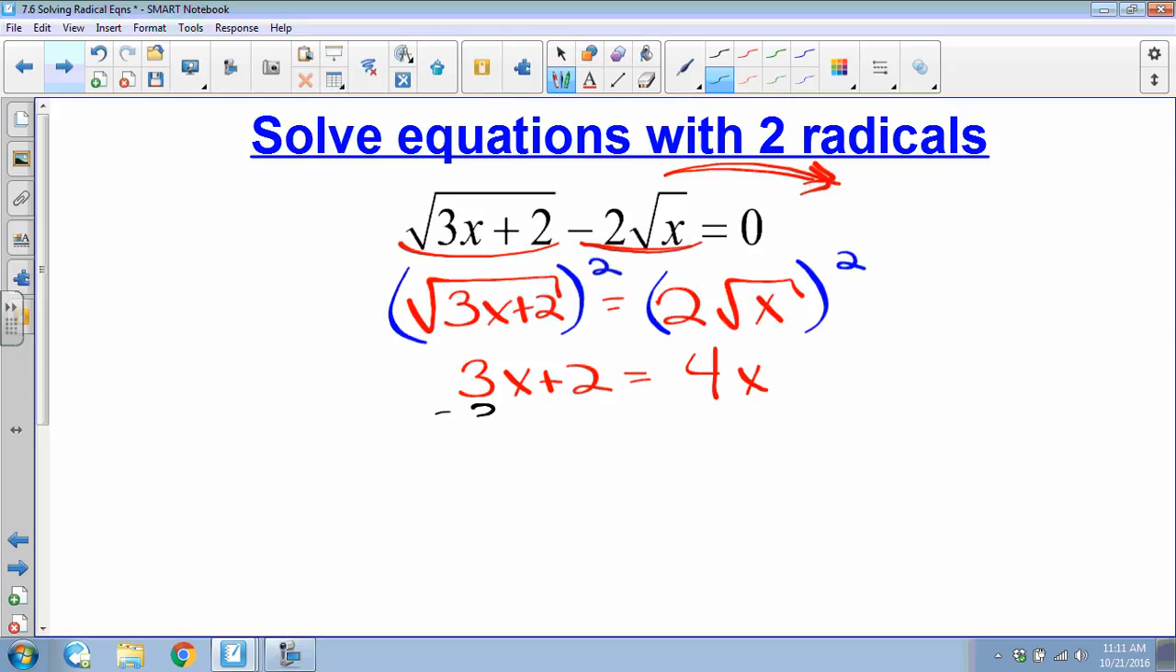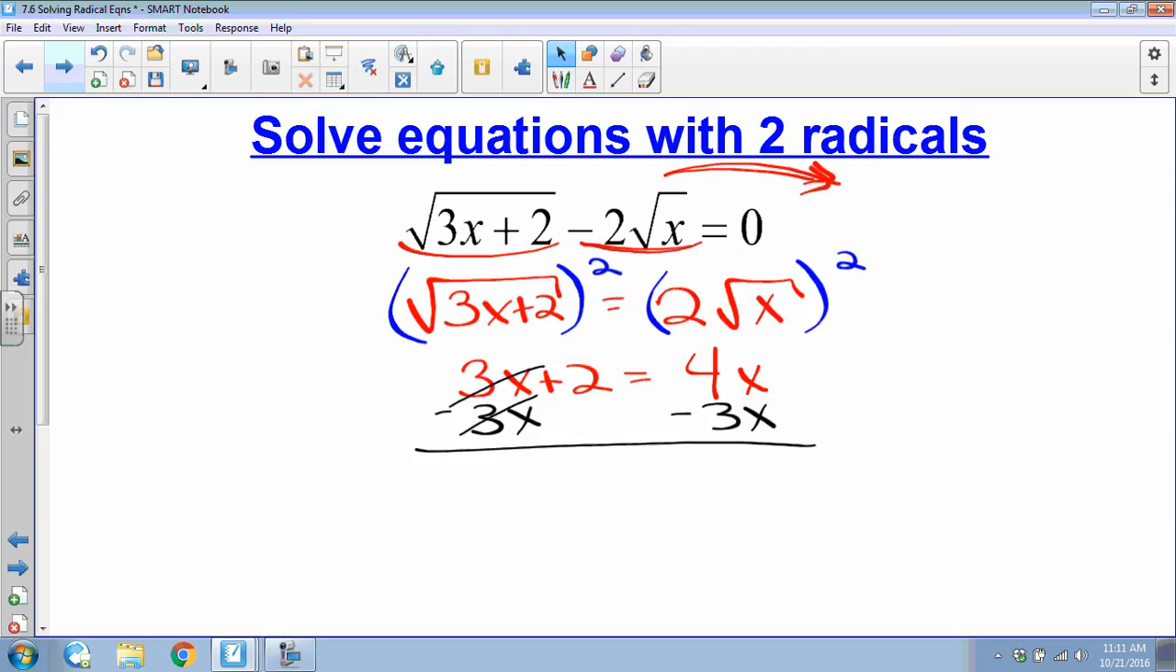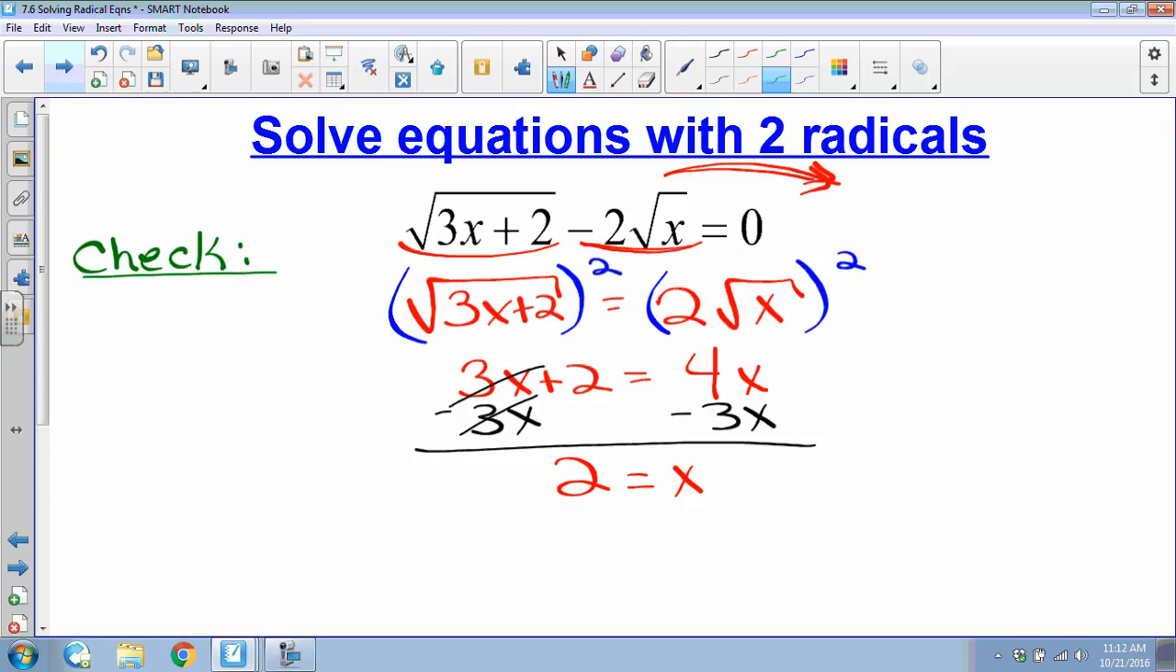So we'll subtract 3x from both sides. And you end up with 2 equals x. And then you want to check it. You want to check it and make sure that that solution works. So when you check it, I'm going to plug in 2 for x. So the square root of 3 times 2 plus 2 minus 2 times the square root of 2, does that equal 0?